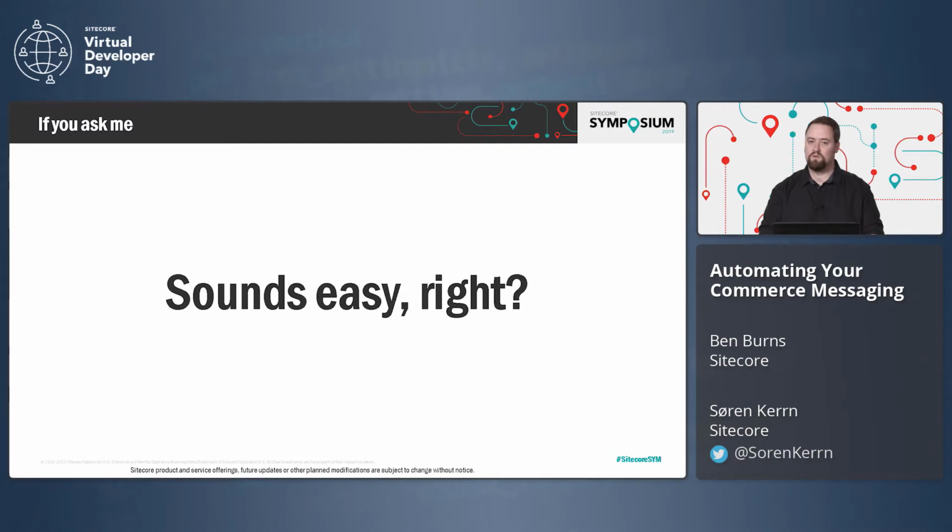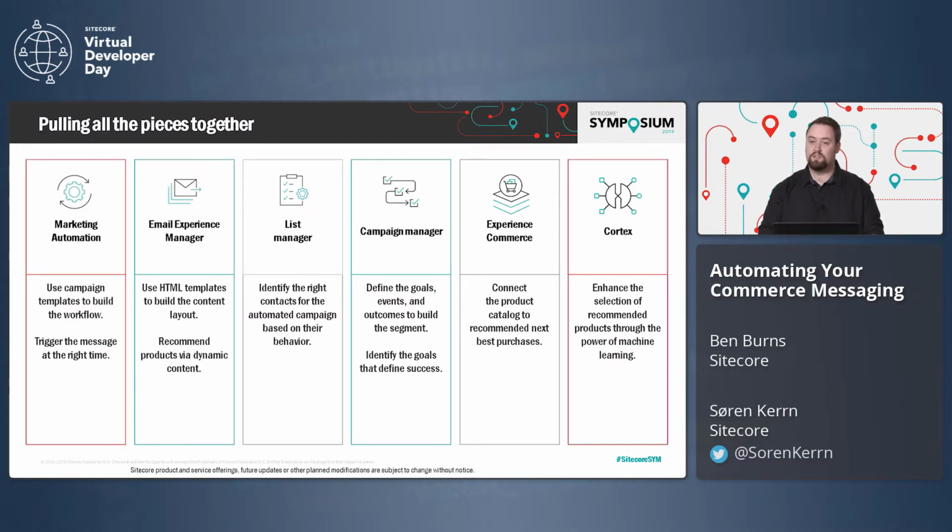Okay, so far so good. In theory, sounds pretty easy, right? Let's have a quick look at how this would work as an example in Sitecore. To build this solution in Sitecore requires several pieces of the platform to work together. Beginning with marketing automation, we would use this part of the system to find the exact timing and define the correct triggers for when a recipient should be sent the message.